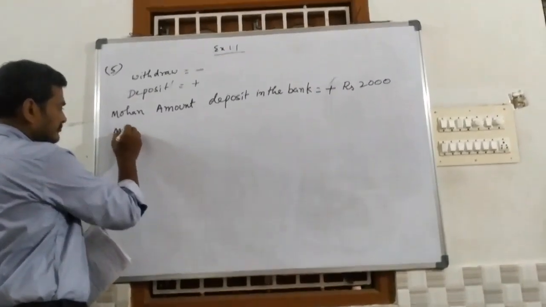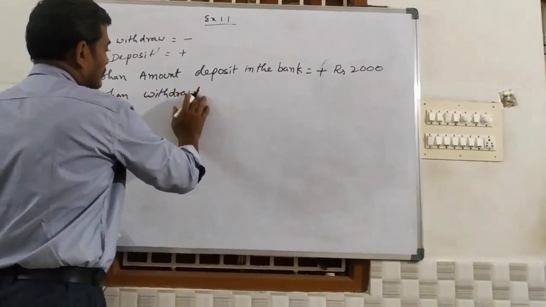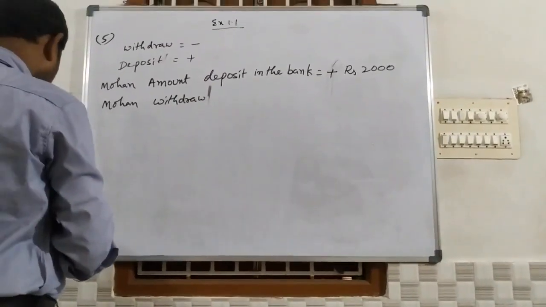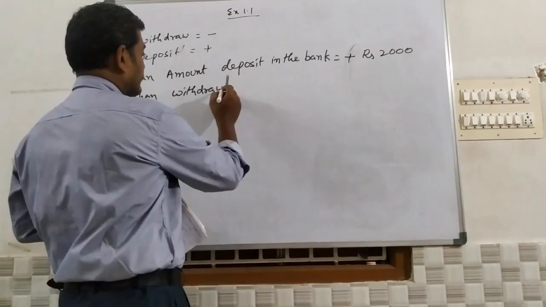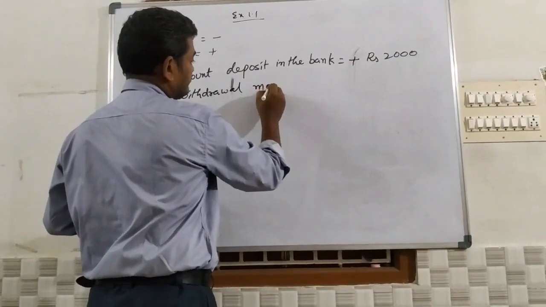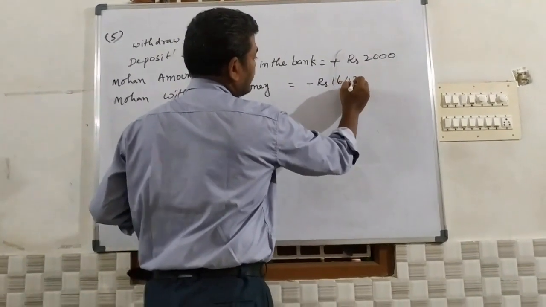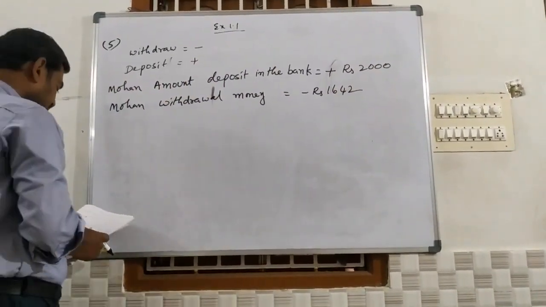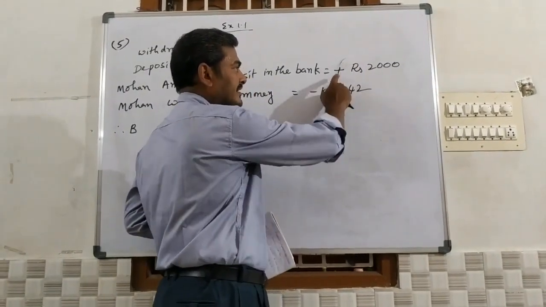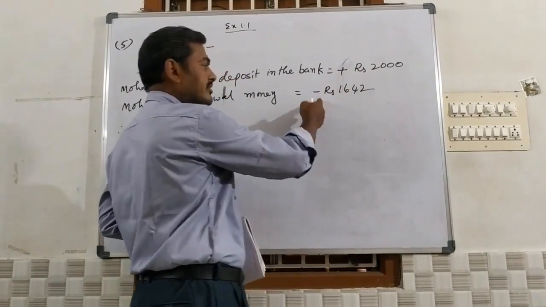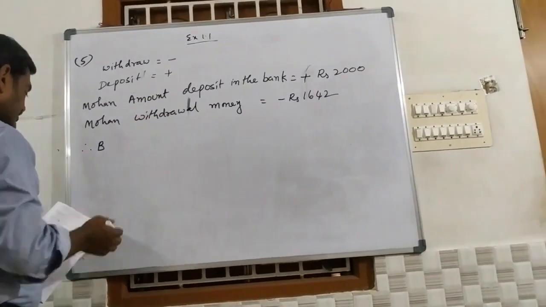Now, Mohan withdraws money, equal to minus rupees 1642. Therefore, the total amount deposited is 2000 rupees, that is plus. Then how much is withdrawn, taken from the bank? 1642 rupees. So what is the remaining balance amount?